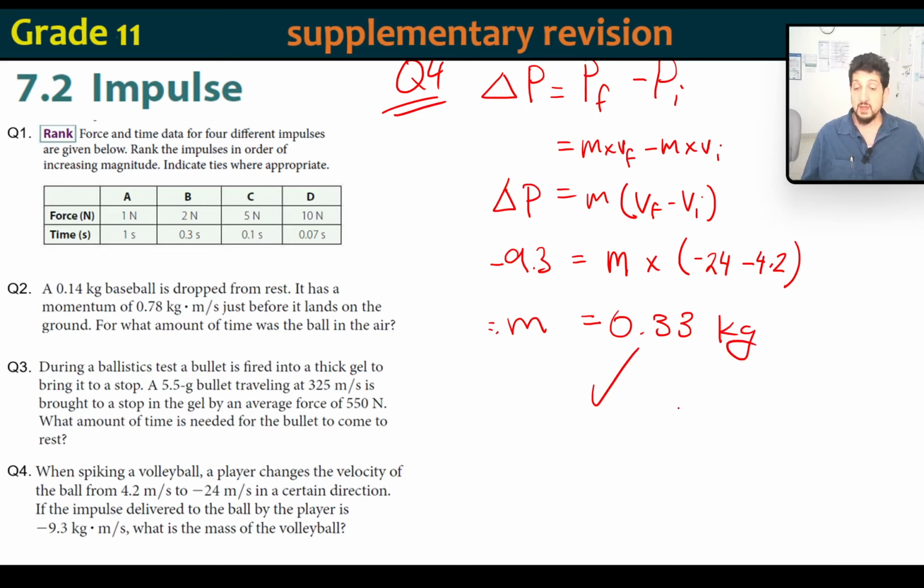Volleyballs are quite light. If you look at football, for example, a football is between 400 and 500 grams. A volleyball is usually lighter than that because you hit it with your hand. Okay, and there you go.